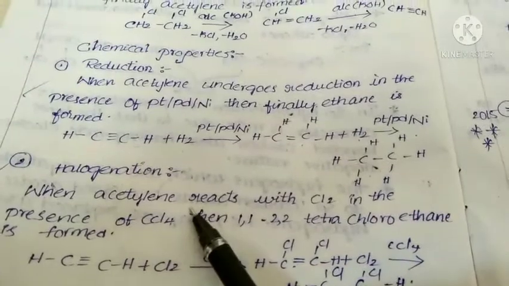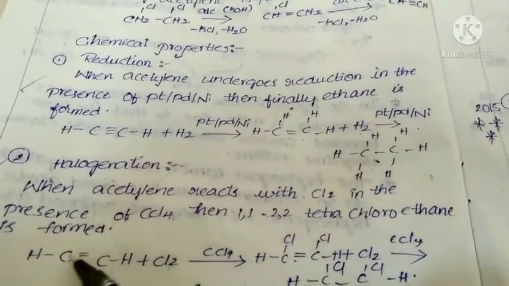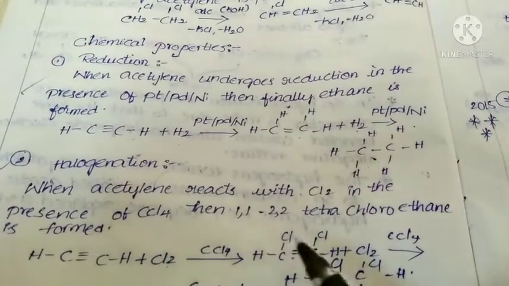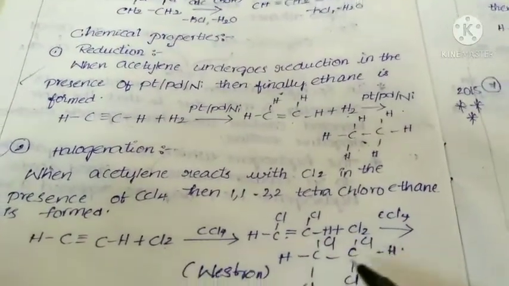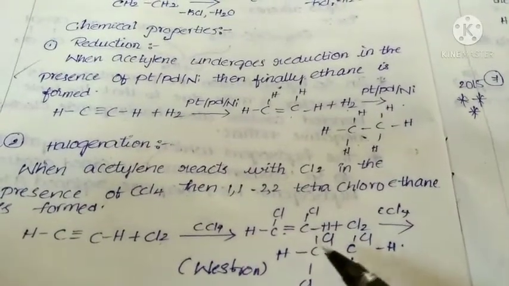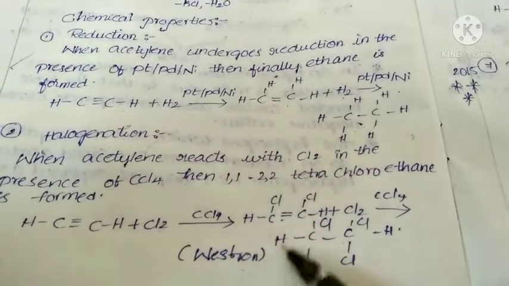You have to understand. Next, halogenation. That means addition of halogen. Same phenomenon. One Cl attacks here, one Cl attacks here, then the triple bond becomes a double bond. Again a double bond is there, so it can react with one more Cl2, then the double bond becomes a single bond. See here, this is called Westron. This is the common name, Westron.